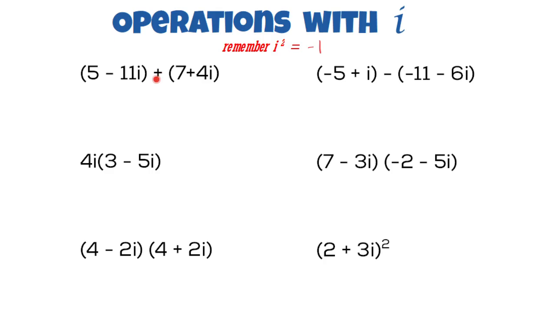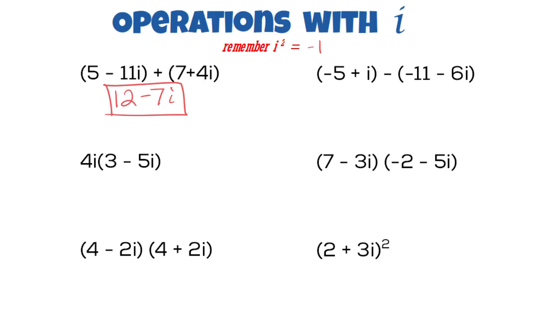Right here, I am adding these two complex numbers. Just add like terms. You've got a 5 and a 7. That's going to get you a 12. Those are like terms. And then combine the imaginary parts. You got a negative 11i and a 4i. That's a minus 7i. Done.